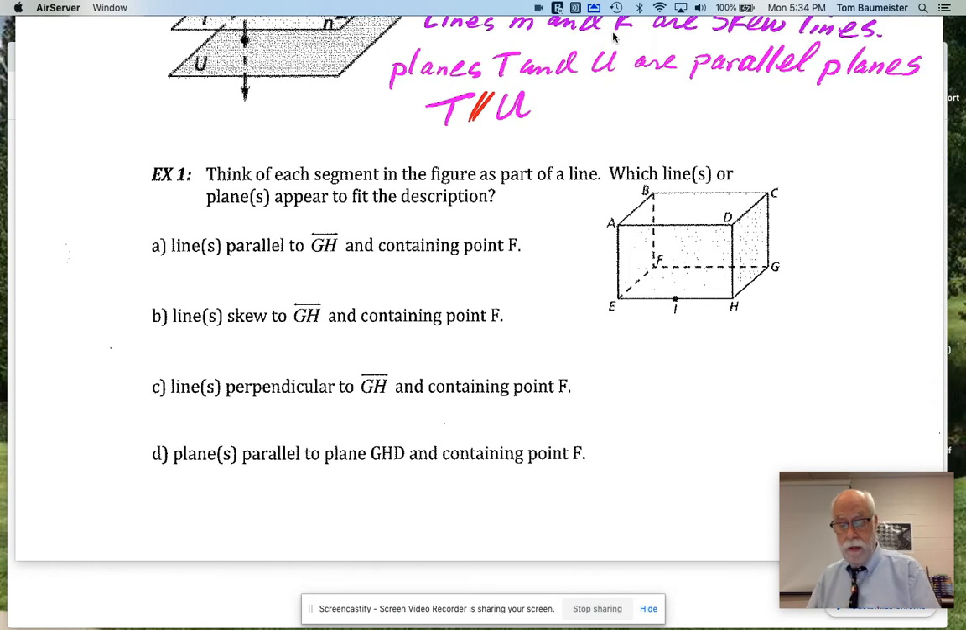Think of each segment in the figure as part of a line. Which lines or planes appear to fit the description? So lines parallel to GH and containing point F. So they're parallel to GH and contain point F. Remember, they have to be on the same plane. So we would say those two are on the same plane, and they're like railroad tracks. Parallel lines, think of them as railroad tracks. So we could say then that it's EF. And remember, we're talking about lines, so we better have a line symbol over it.